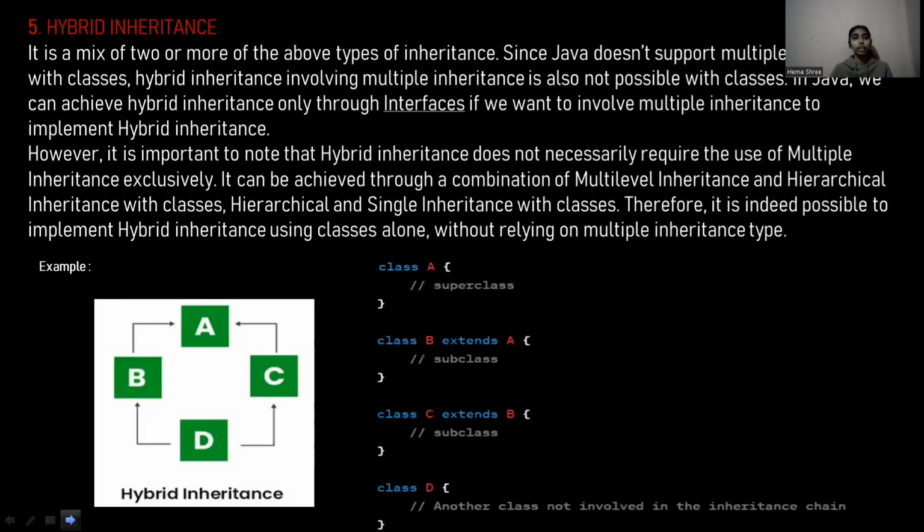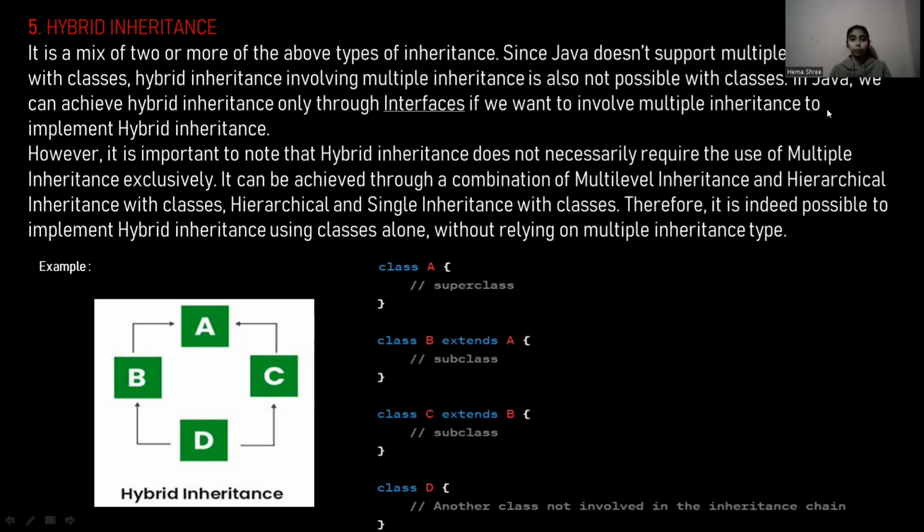Hybrid inheritance. It is a mix of two or more of the above types of inheritance. Since Java does not support multiple inheritance with classes, hybrid inheritance involving multiple inheritance is also not possible with classes. In Java, we can achieve hybrid inheritance only through interfaces, if we want to involve multiple inheritance to implement hybrid inheritance.